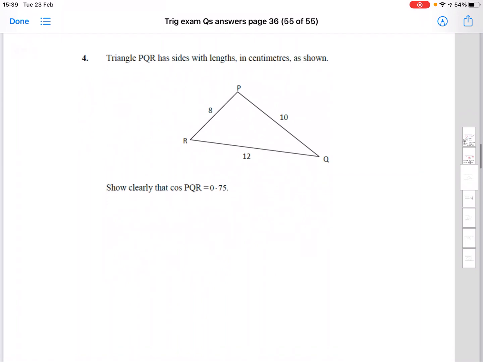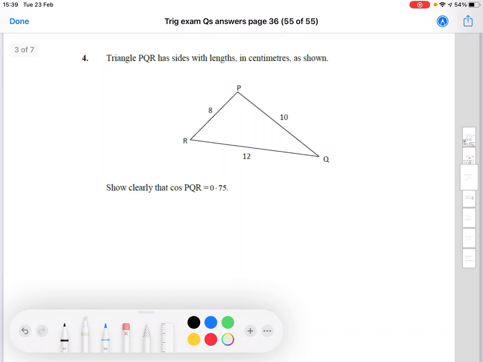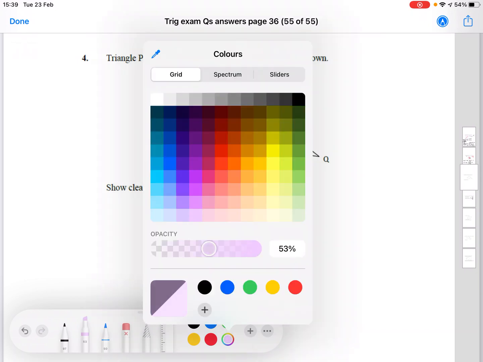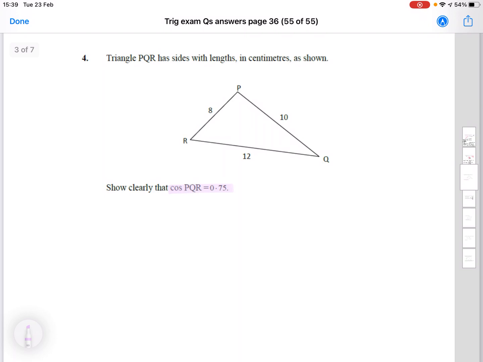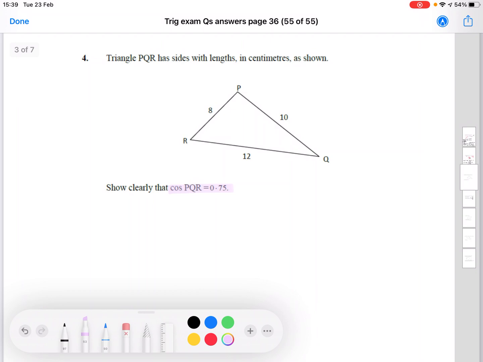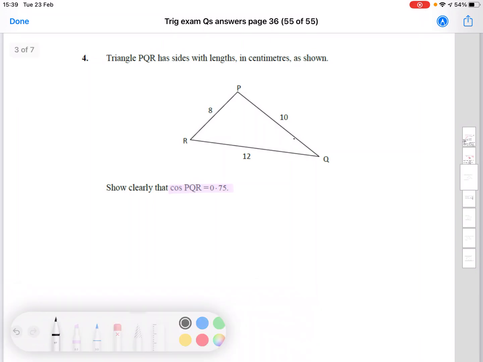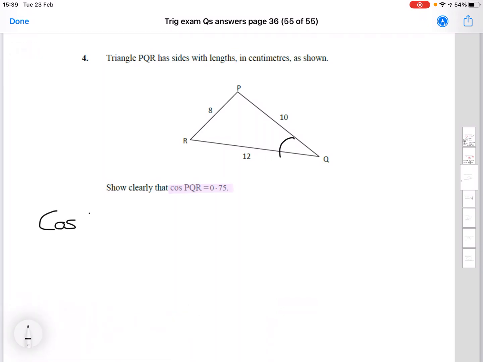Okay, question number 4. Here we have a triangle PQR with the sides shown in centimetres on the diagram. We're being asked to show that cos PQR is equal to 0.75. If you're asked to show something, then it's a proof question, okay? You're trying to prove that cos PQR is 0.75. The angle PQR, if you follow those letters in order, is this angle down here at Q. So the angle that you're actually finding is cos Q.